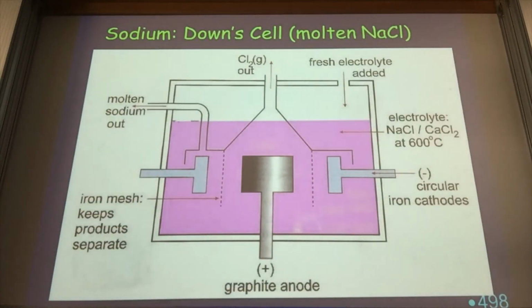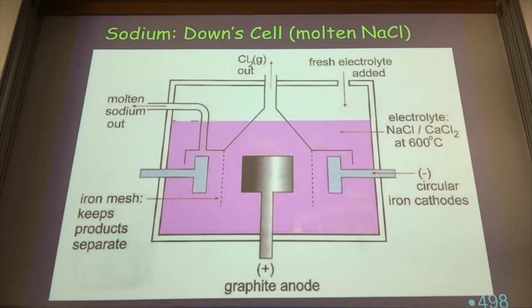So let's look at a few examples. First of all, the Downs cell. Molten sodium chloride. It's the example that we looked at in theory before. And this is the way that sodium metal gets produced. It produces chlorine gas as well, but as you'll see, chlorine gas can be produced more cheaply other ways.